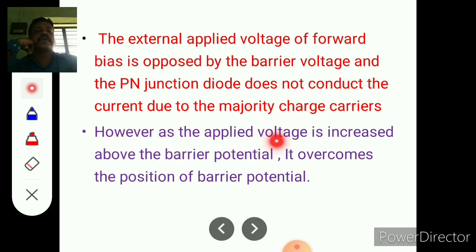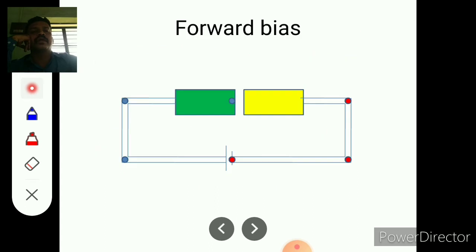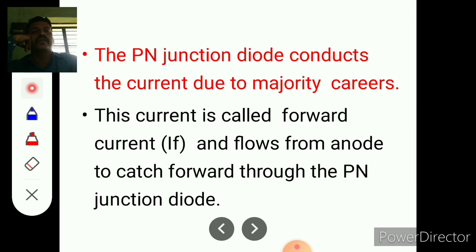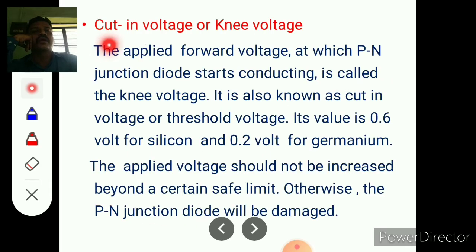However, as the applied voltage is increased above the barrier potential, it overcomes the opposition of the barrier potential. So here this barrier potential slowly reduces when we increase the supply from the battery, and finally it vanishes. The PN junction diode conducts the current due to the majority carriers. This current is called forward current IF and flows from anode to cathode in the forward biased PN junction diode. Cut-in voltage or knee voltage.